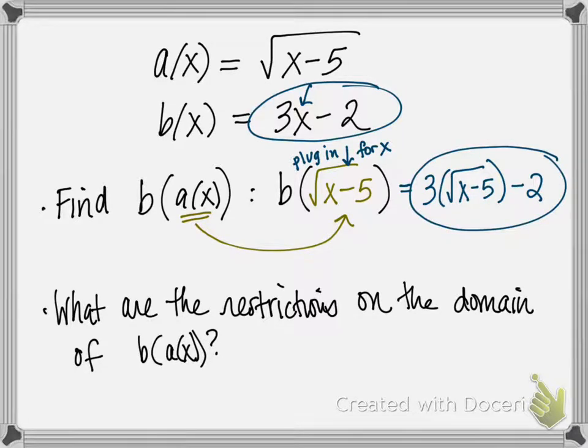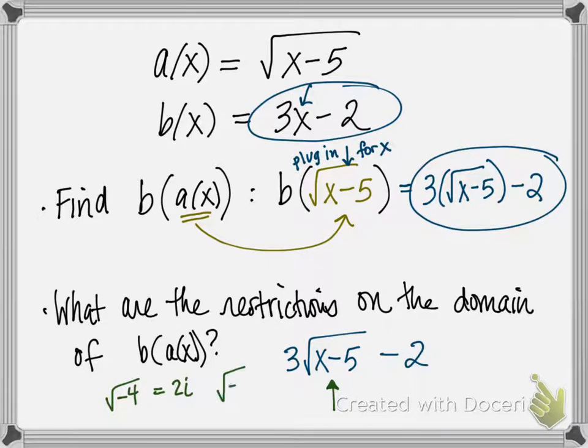What are the restrictions on the domain? So if I look at my composition, I have a square root. And if I look at the square root, if you remember, there can't be any negative square roots. For instance, the square root of negative 4 does not exist. It has an answer of 2i because it's imaginary, but there's no real number answer for this. For instance, the square root of negative 16, the square root of negative 5, all of these are imaginary.